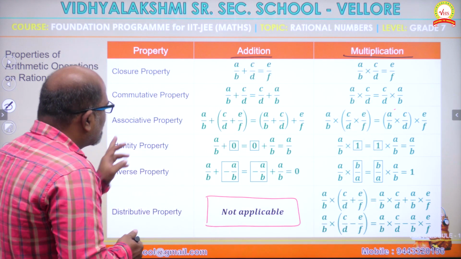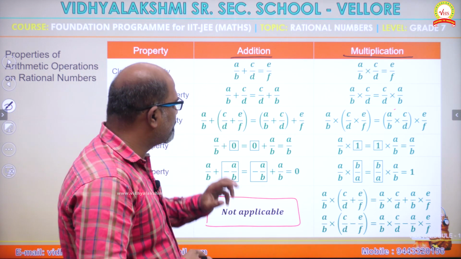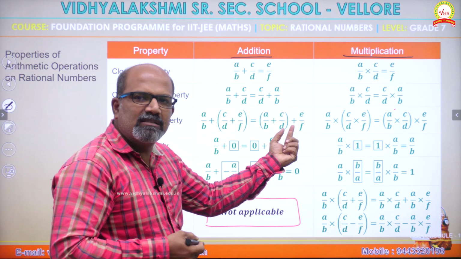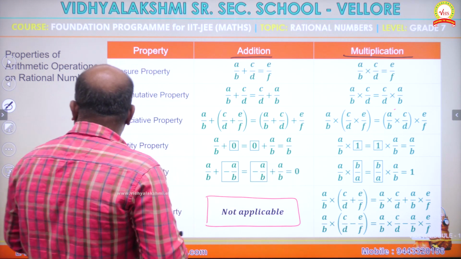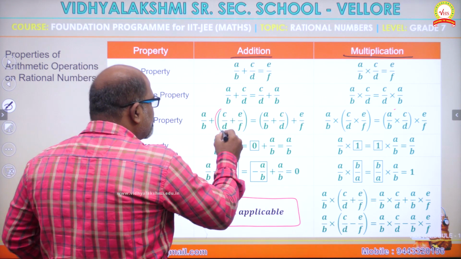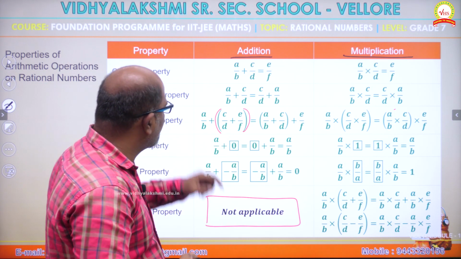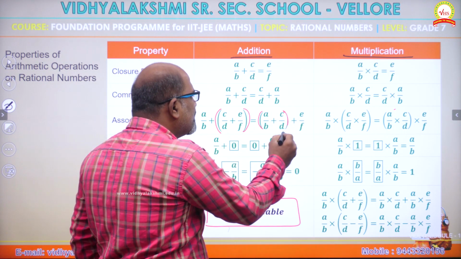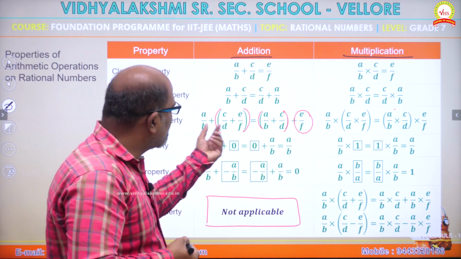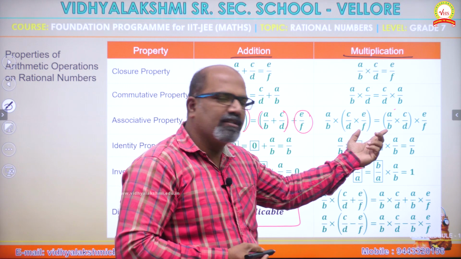Okay. Then associative property. You have to understand that we are taking 3 rational numbers here, a by b, c by d, e by f. The same a by b, c by d, e by f we are having, but the order of association is different. The order of grouping is different. See, here c by d and e by f are associated, whereas a by b is outside. Now a by b is associated with c by d, whereas e by f is outside. Do you understand? So here the order of grouping is different. In the same way for multiplication we are having here.